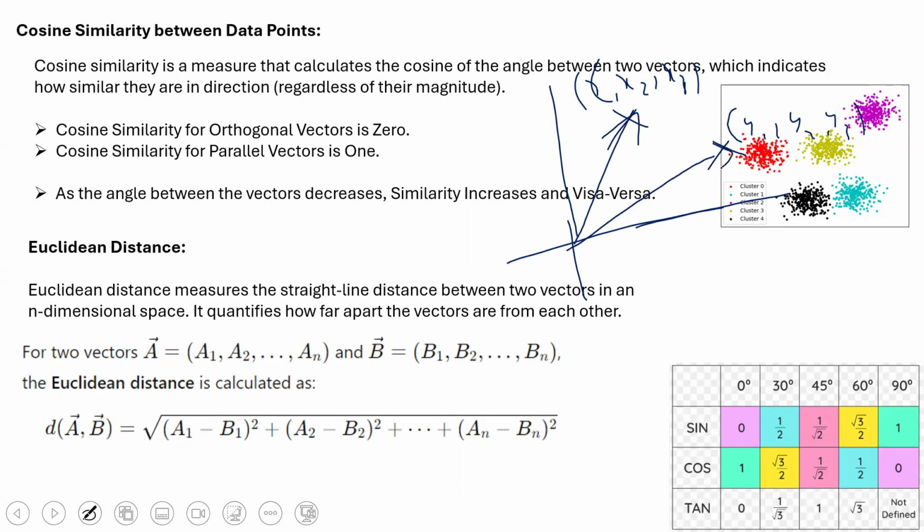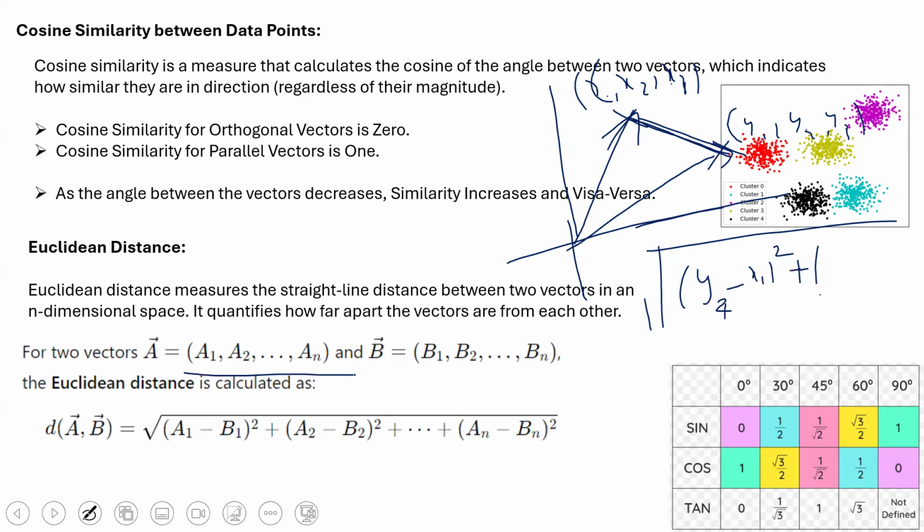If I want to calculate the straight line distance between these 2 points, it can be calculated as (y1 minus x1) whole square plus (y2 minus x2) whole square plus (y3 minus x3) whole square. You already have seen this. This is Euclidean distance. The distance between any 2 points is just represented as a vector. A vector is again a point in that n-dimensional space. So when the dimensions increase, we just have to increase the square terms. That is what Euclidean distance basically is: subtract, then square, and then sum.